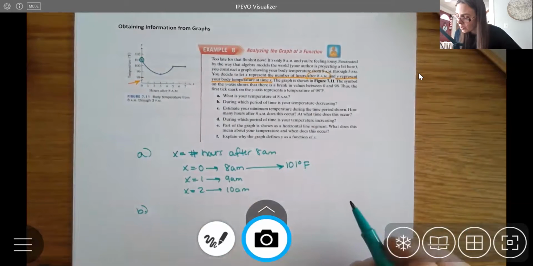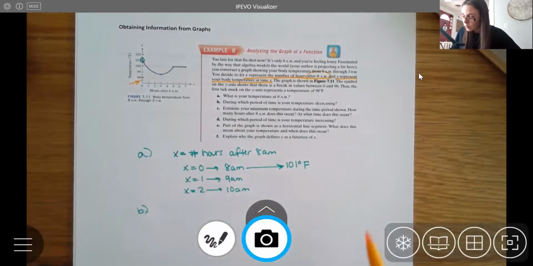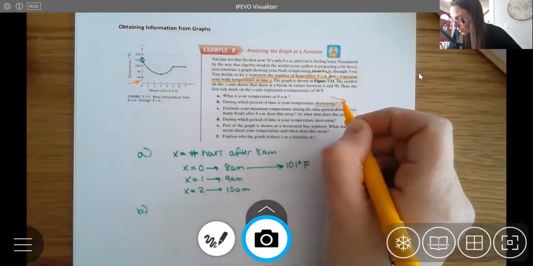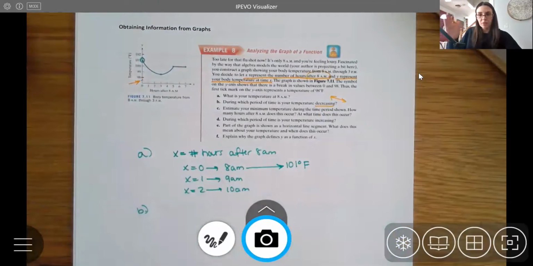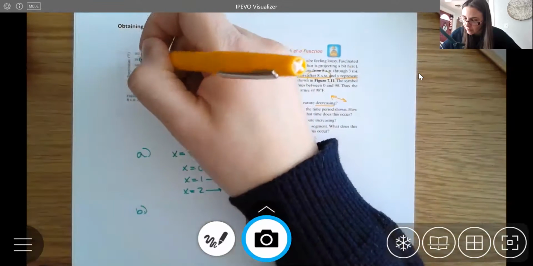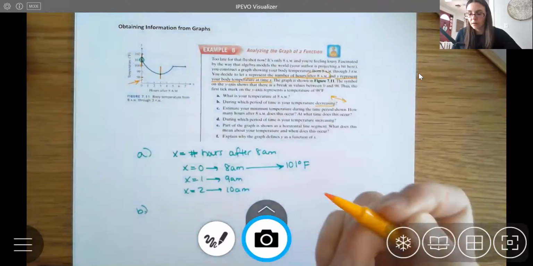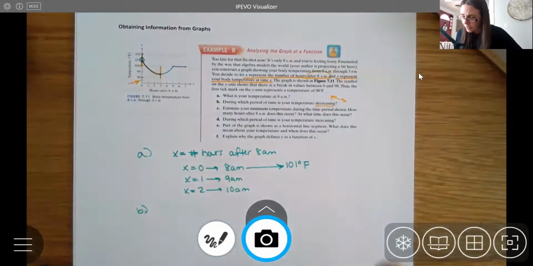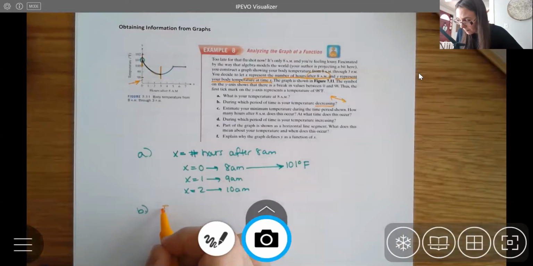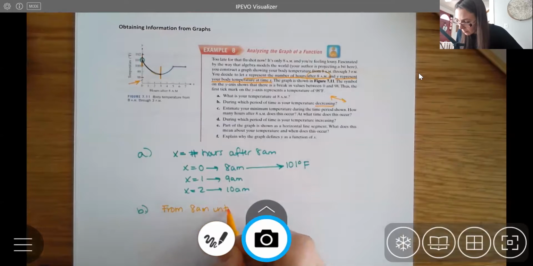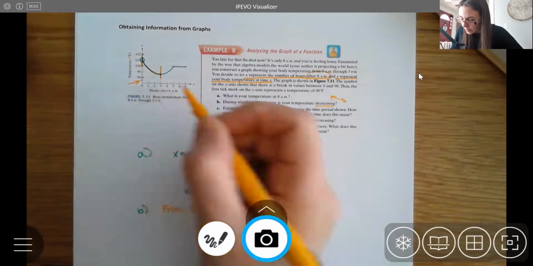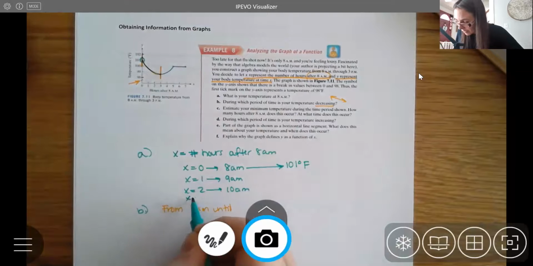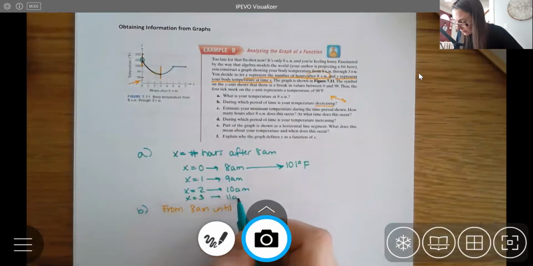During which period of time is your temperature decreasing? So decreasing means you have this going down direction. We read the graph left to right. So it's going down from left to right. And you can see that our graph is going down from here to here, right? You can see this kind of decreasing piece. So we're decreasing from 8 a.m. until, now it ends at X equals 3. So X equals 3 would be 11 a.m.